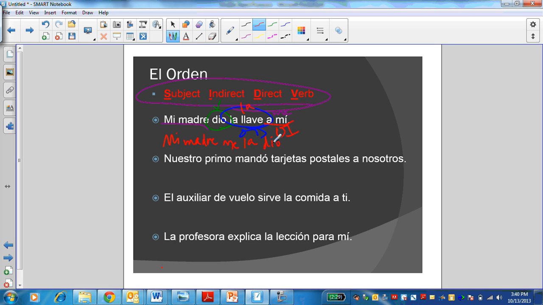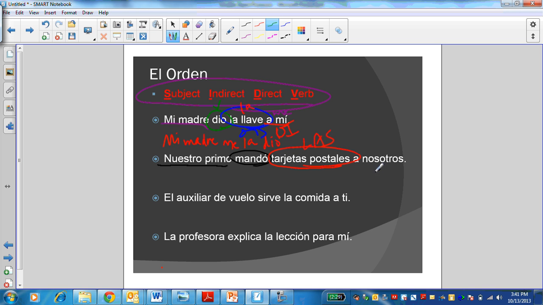Okay. Número dos. Nuestro primo mandó tarjetas postales a nosotros. Our cousin sent postcards to us. So if I want to say our cousin sent them to us, vamos a usar Sid Verb. Nuestro primo, that's the subject. It's what's doing the sending. El verbo es mandó. What is being sent? Las tarjetas postales. Vamos a reemplazar las, because it's las tarjetas postales.